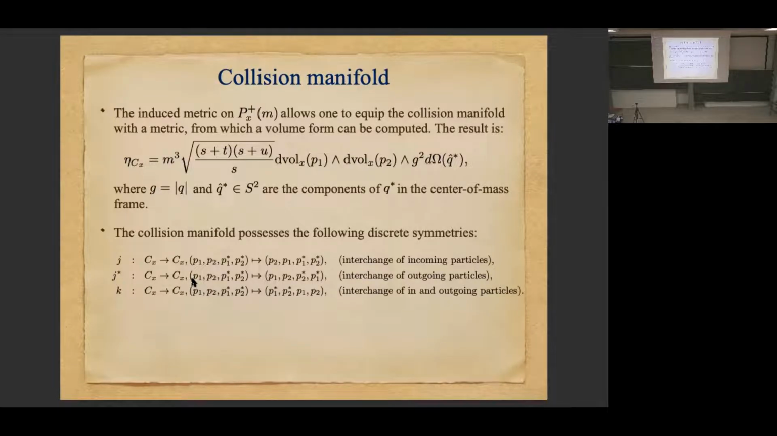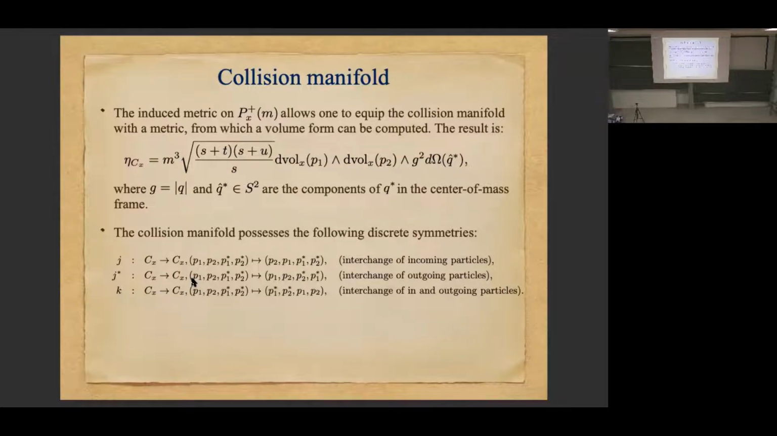Okay, and now two other things we're going to need about the collision manifold. So the one thing is that you can compute the induced metric on the collision manifold, because you have a metric on the mass hyperboloid. So you can compute from this metric actually on the collision manifold, and from this a volume form, and here it is.